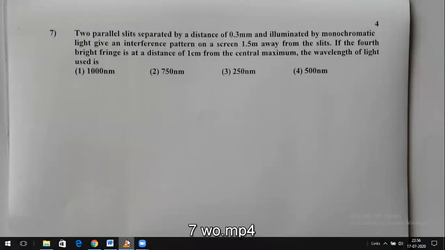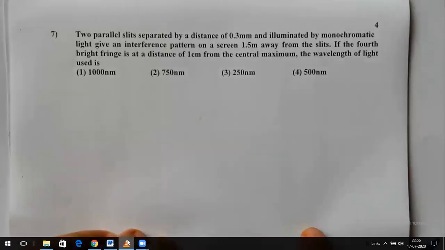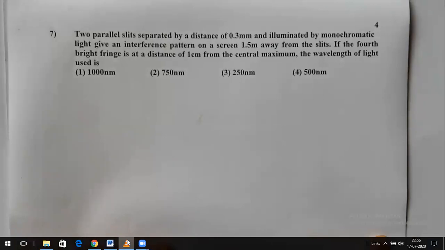Two parallel slits separated by a distance of 0.3 millimeter and illuminated by monochromatic light give an interference pattern on a screen 1.5 meter away from the slits. If the fourth bright fringe is at a distance of 1 centimeter from the central maximum, then the wavelength of light used is? All the bright fringes from the central maximum are equally spaced at equal betas.